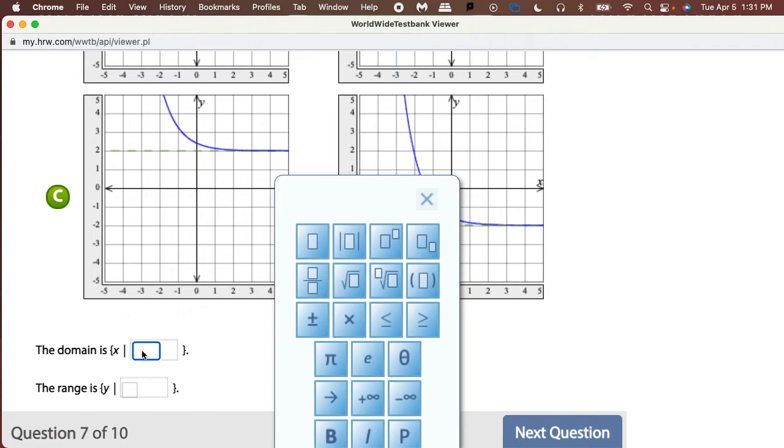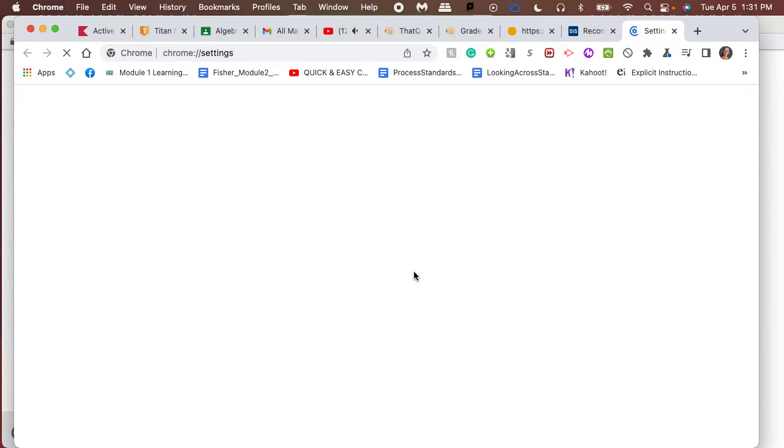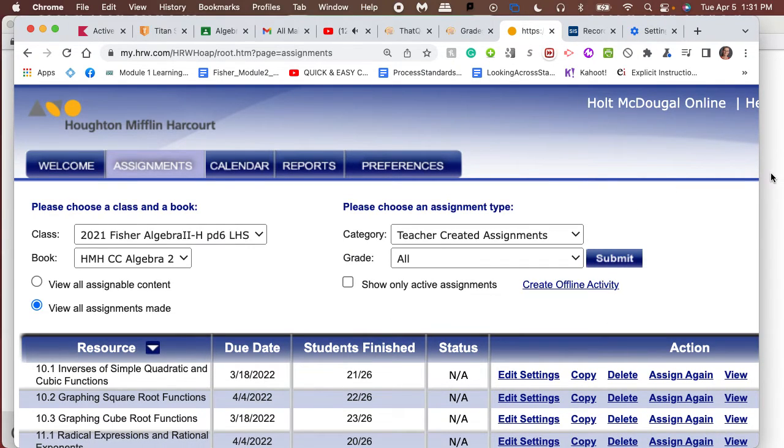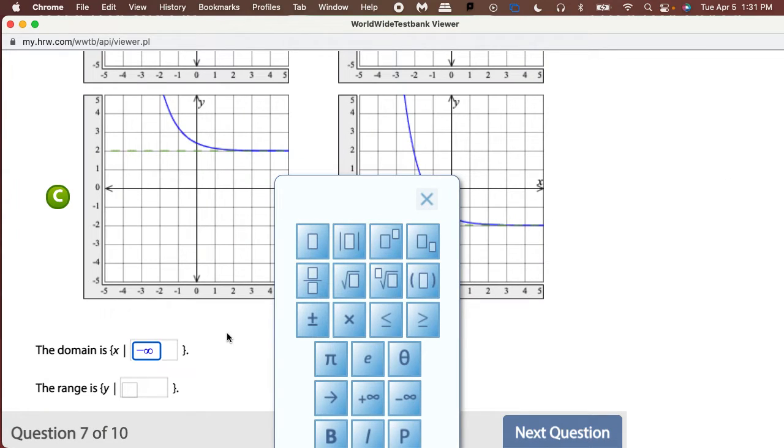How's your domain typing? I don't know if it'll let you copy it or not. What has happened? I just whacked out of it. Come back here. There we go. I did a control or an option instead of a shift. Okay, negative infinity less than x, less than positive infinity. And range has to be something with y. Don't forget your y.